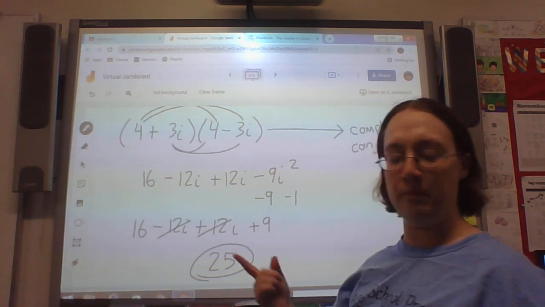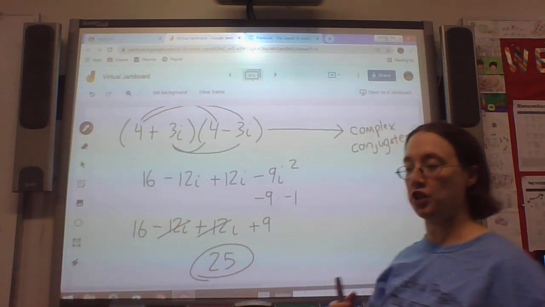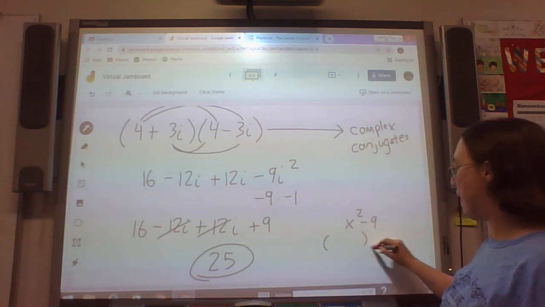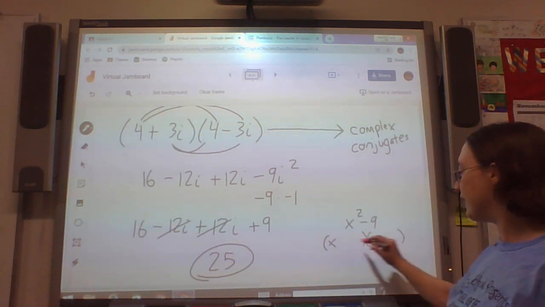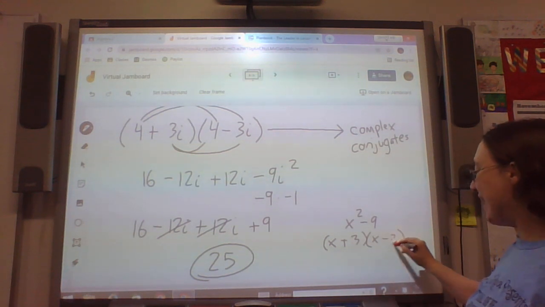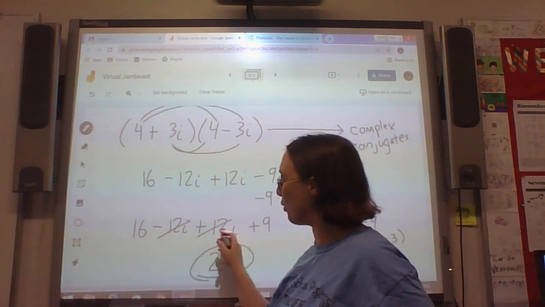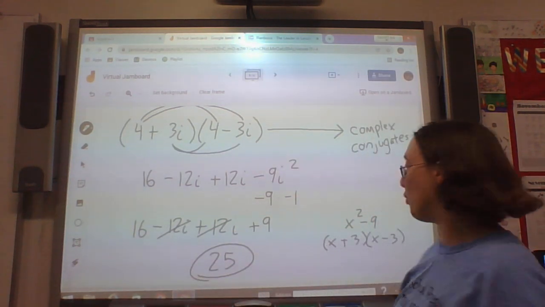Now, you might remember something similar when we were doing factoring. If we ended up with something like an x squared minus 9 that was coming from a positive and negative of the same number. So same sort of idea here. So those middle terms canceled each other out just like these middle terms. So same sort of idea going on there.